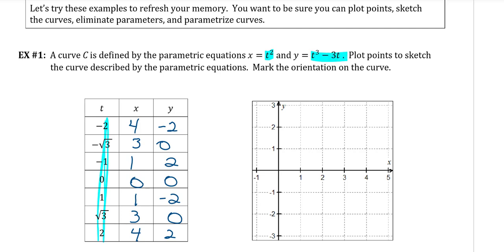Now I want to plot them in order because remember, I realize we have negative time here, but we want to see how the curve is sketched out as we move to larger and larger t's. So we're going to plot our points in order. So the first point is 4, -2. And then we go to 3, 0. And then from there we go to 1, 2. And then to 0, 0. Then to 1, -2. Back to 3, 0. And then to 4, 2. So when we draw this, it should look like this.